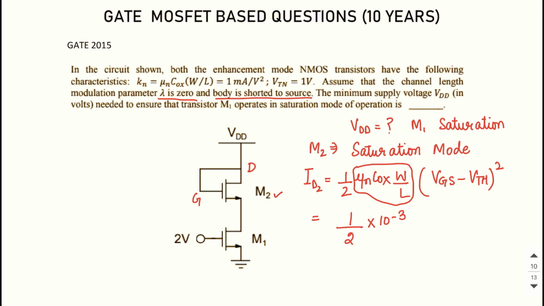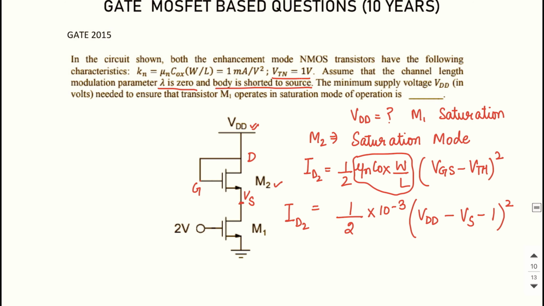So that is the value of Kn divided by 2. And instead of VGS, we can substitute, because the gate terminal is connected to VDD. So we can write VDD minus, this is the source terminal for the second transistor. So let me assume right now that the voltage at this point is some voltage Vs, minus VTH, which is given in the question to be 1 volt. So this is what the drain current will be for the second transistor.